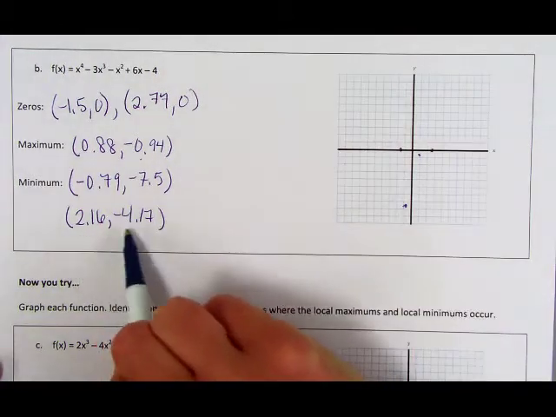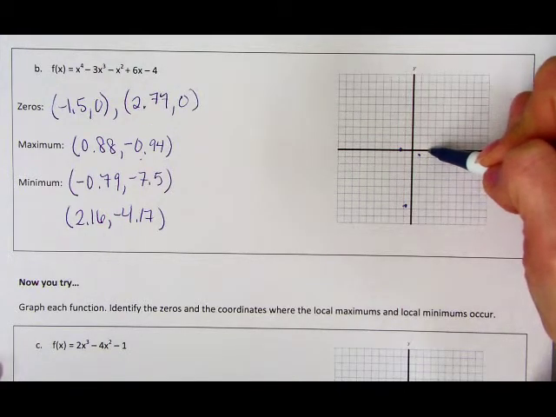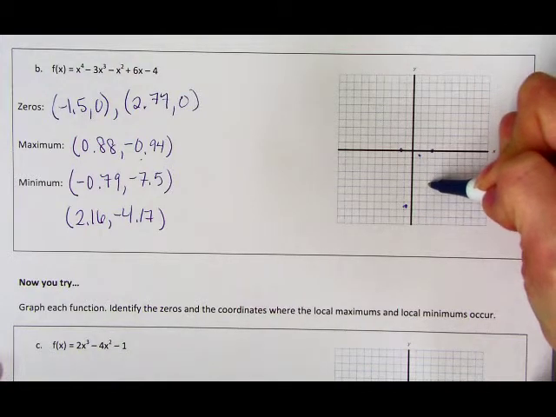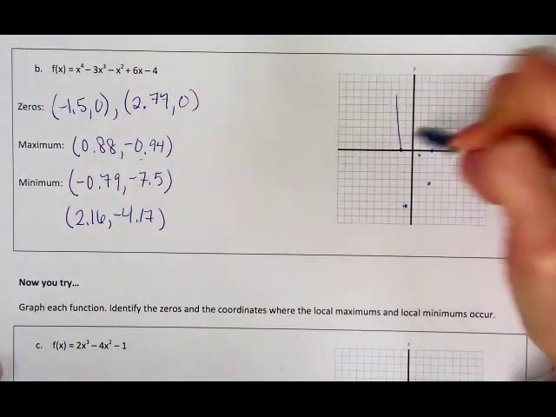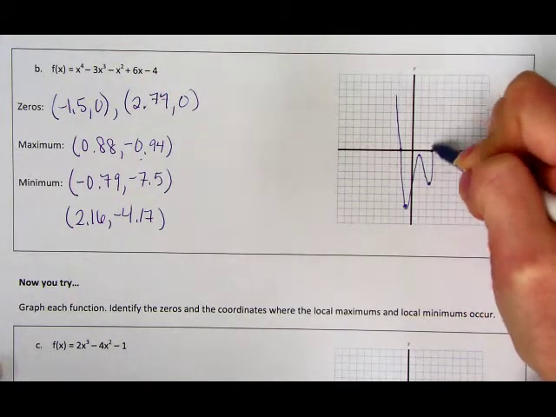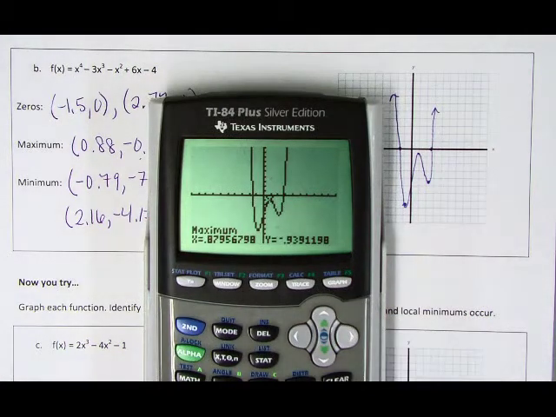And then 2.16 and negative 4.17. So 1, 2, 2.16 is a little over. Negative 1, 2, 3, 4, a little bit under. So I can graph this, connect my points, similar to how the graph looked on my graphing calculator.